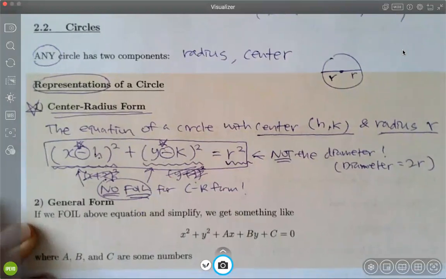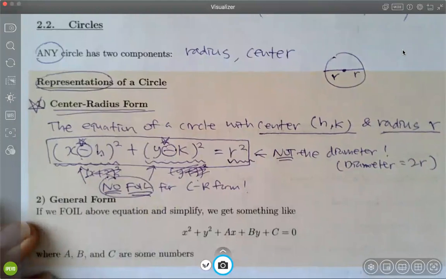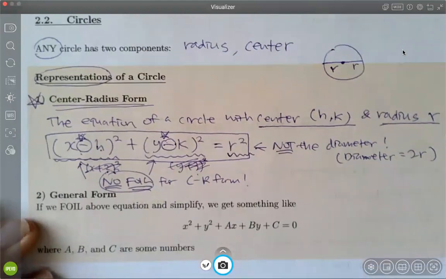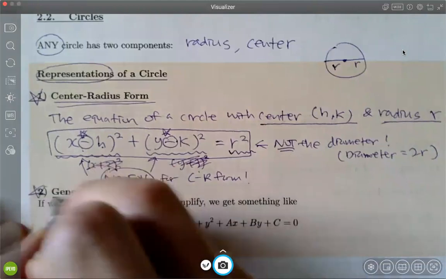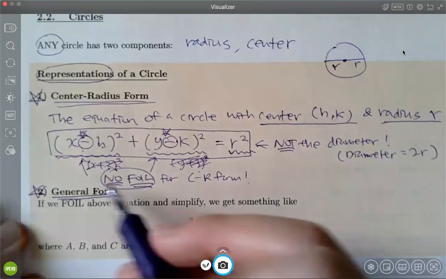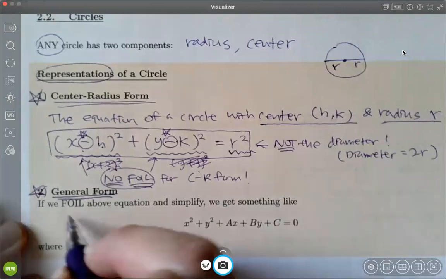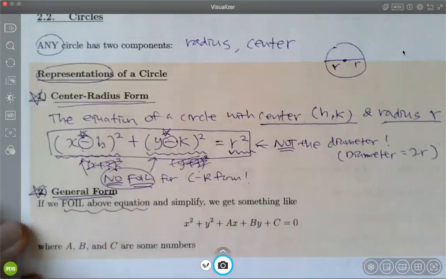Does that mean we cannot FOIL these two products? Oh, yes, we can. We will be able to FOIL it, but that leads to something else, the general form. So how do you get the general form? You get the general form from the center radius form. If you FOIL the left-hand side and simplify, we get something like this.